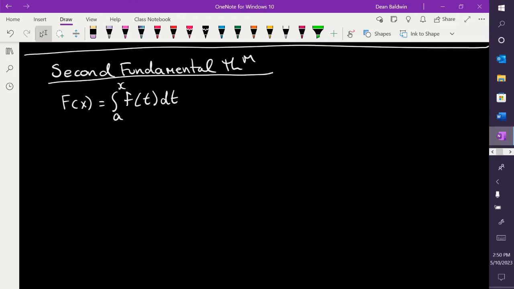Some functions are defined as integrals, i.e. some functions are defined as the area under a curve. The most famous, notorious, whatever you want to call it, would be the natural log of x. That is actually defined as the area from 1 to x under the curve 1 over t dt. Why is it x? I'll show you.